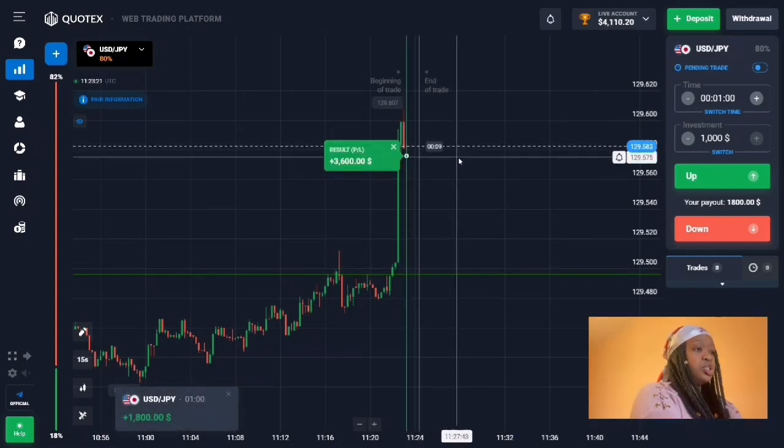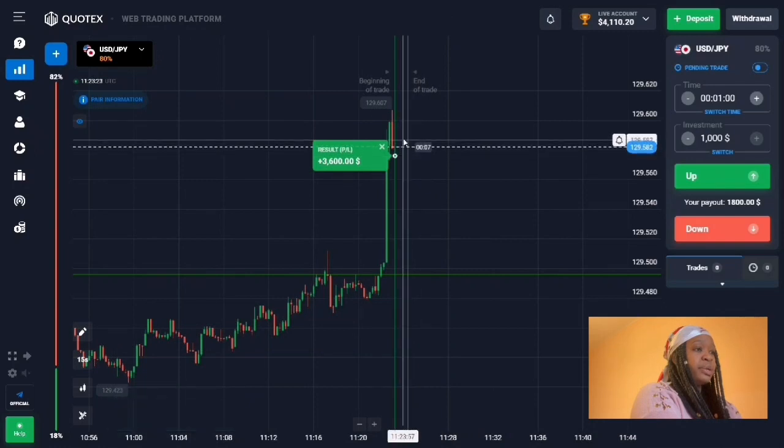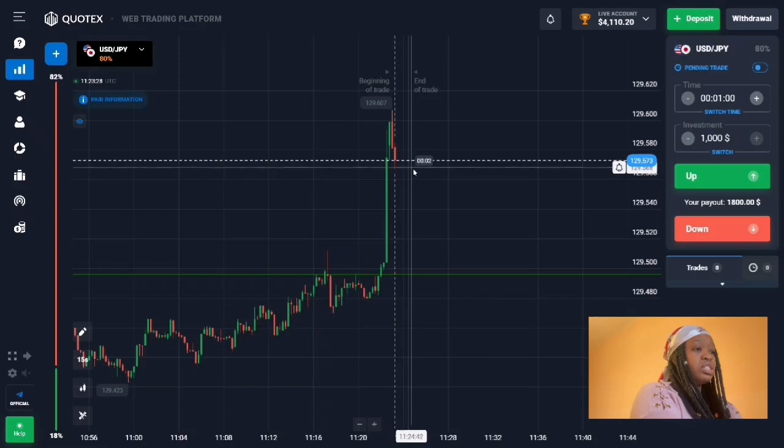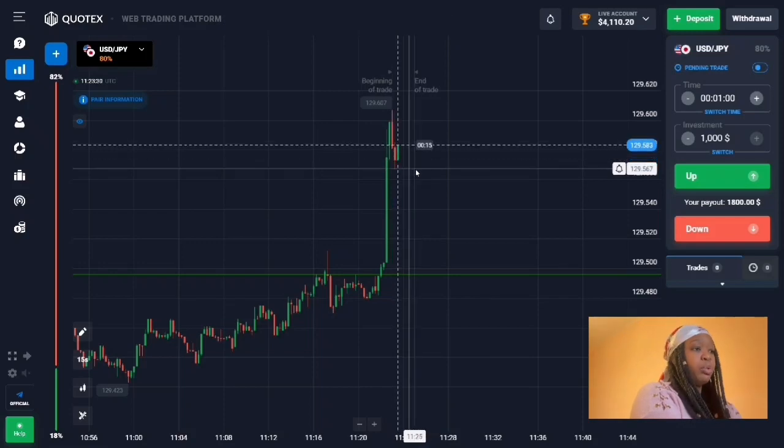So analyzing the situation, price trended up and then broke through this level with very good green candlesticks. So this is very good profit. So let me go on.